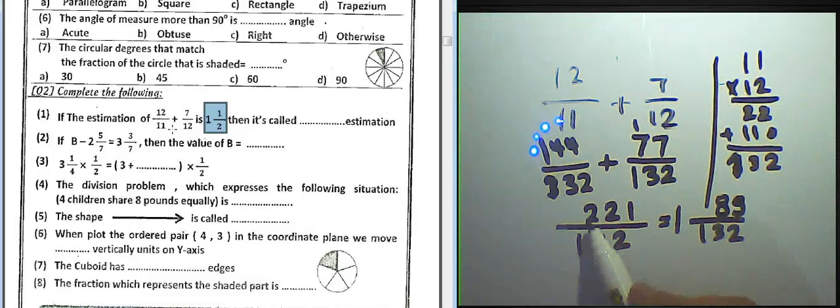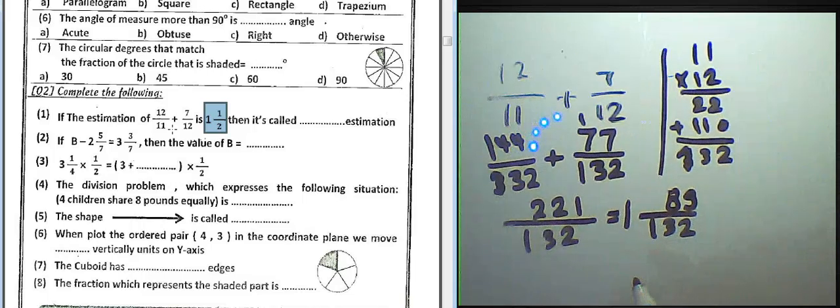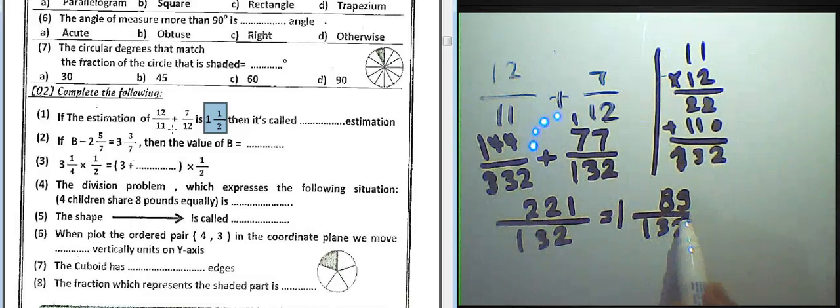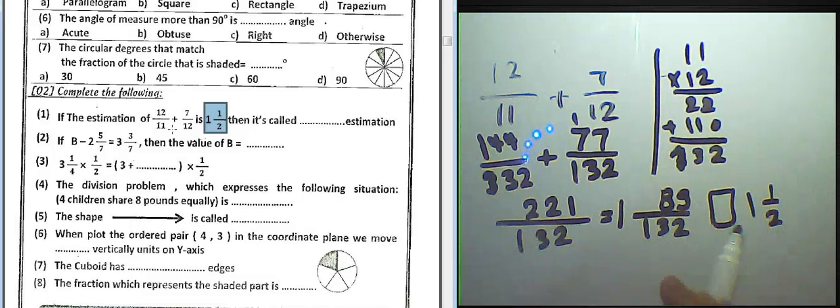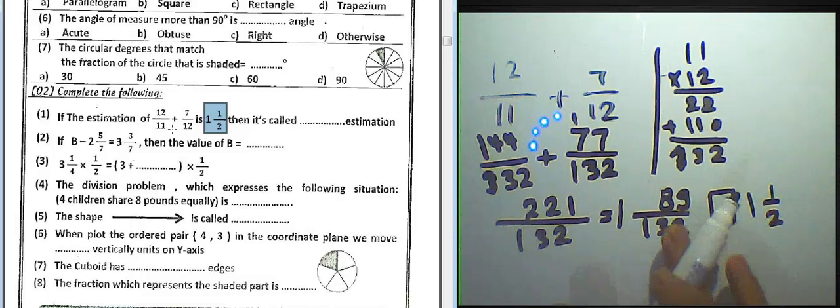Okay, 1 minus 1 equals 0. The result will be 1 and 89 over 132. You must compare 1 and 89 over 132 with the estimation. He gave us 1.5. Which is greater? We must know half of 132 and compare whether 89 is greater than or less than about half of 132.